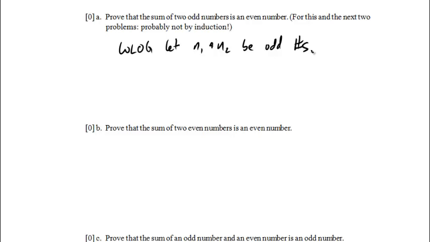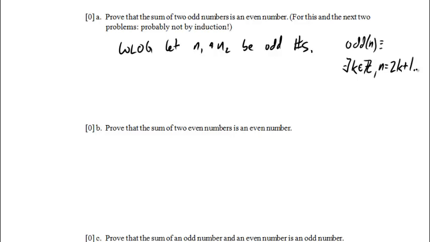Well, what it means to be an odd number, so odd n, is equivalent to, there is some integer, say k, such that n is equal to 2k plus 1. That's what it means to be odd. You're not 2 times an integer, you're 1 more than 2 times an integer. Or you might have seen this as 1 less than 2 times an integer. It's actually the same definition.